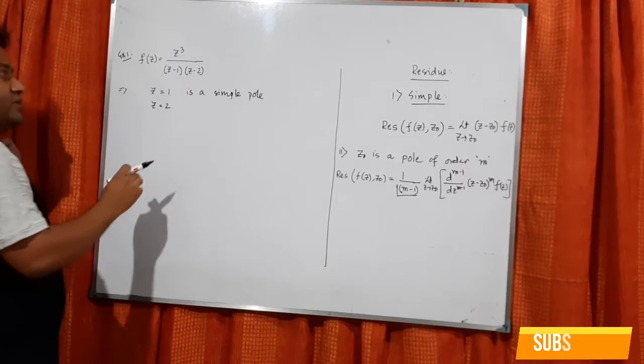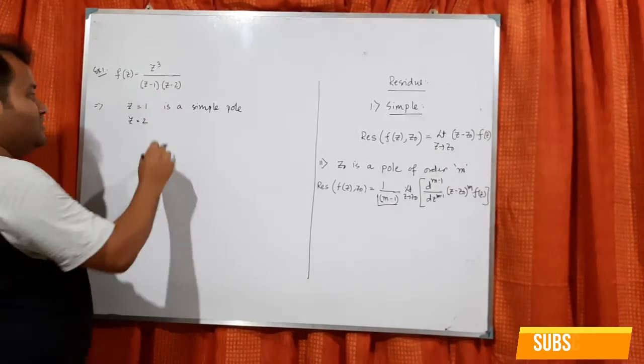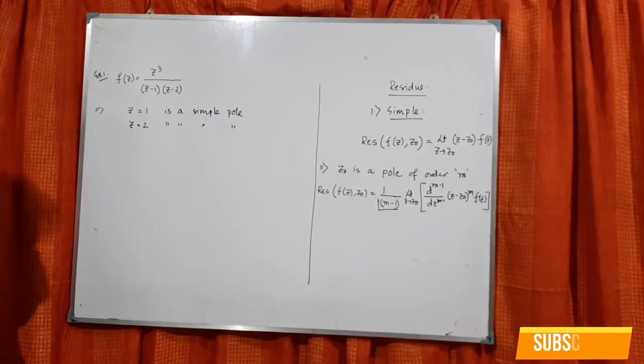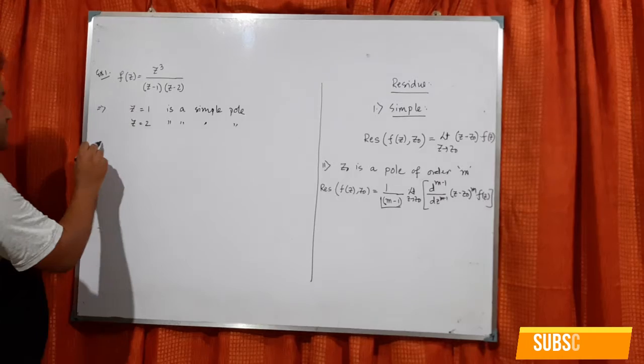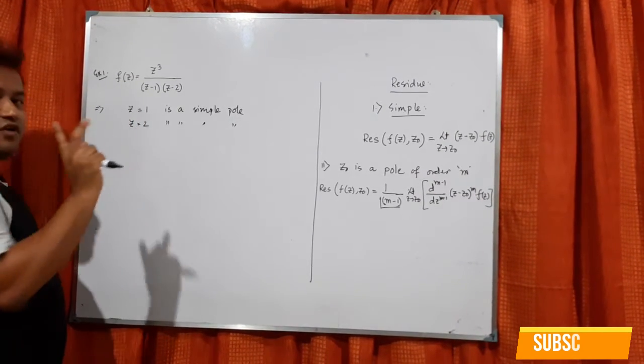And z minus 2 equals 0 means z equals 2. There also the power is 1, so this is also a simple pole. Understand? So now how to calculate the residue? There will be two residues, one for 1 and another for 2.